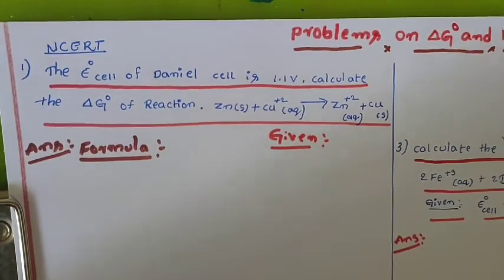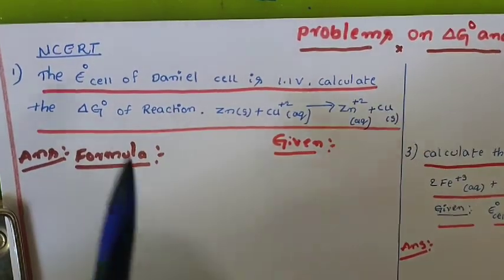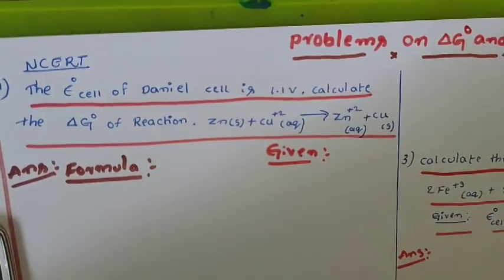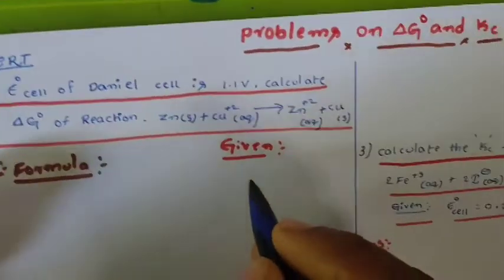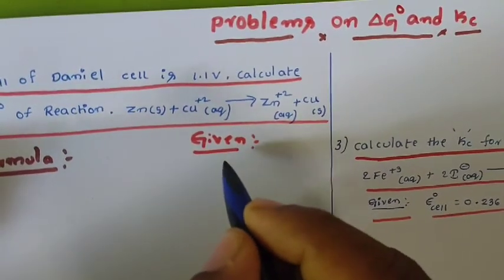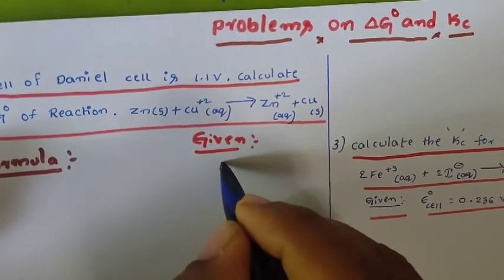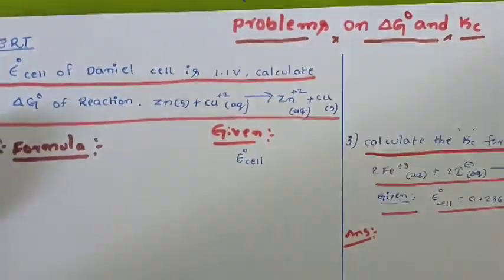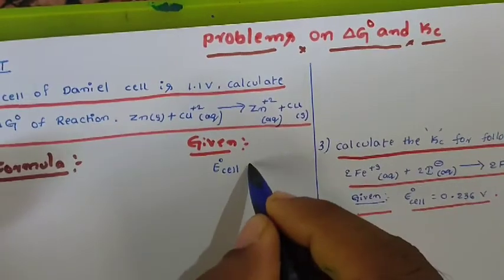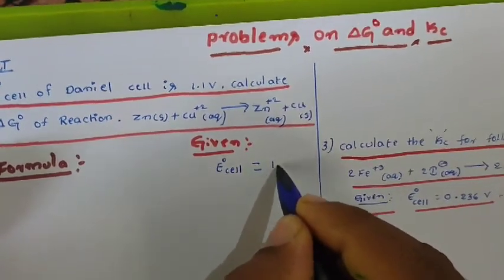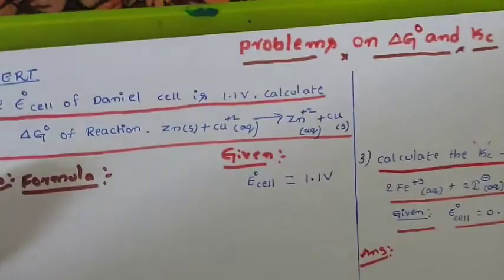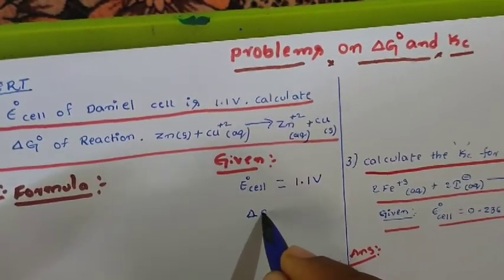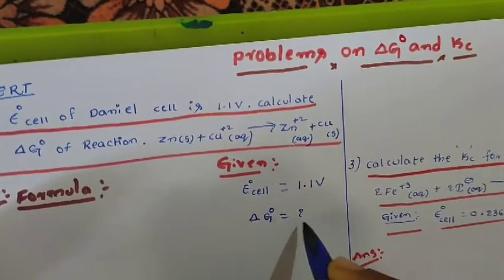So the first question here is, the E0 cell of Daniel cell is 1.1 volts. So here what is given? The given is E0 cell, that value is equal to 1.1 volt. Calculate the delta G naught. That is our problem.